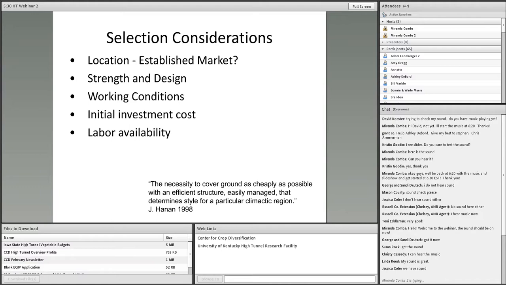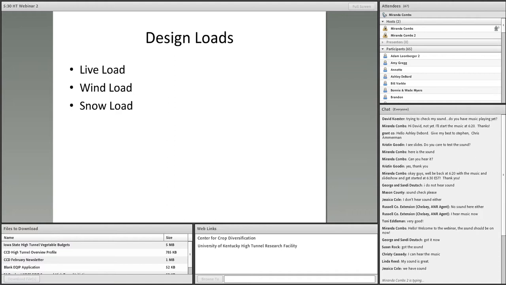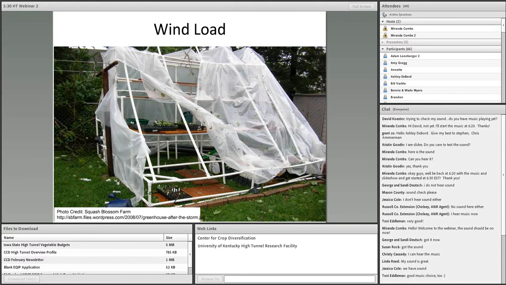So I want to talk to you about a few different design loads. And I'm going to use pictures really to illustrate that because I think that'll do it best. The three loads that I'm going to touch on today are live load, wind load, and snow load. The first image we're looking at here, I know this isn't probably the typical high tunnel that most people build, but at least illustrates the concept of wind load. Clearly, this structure made out of PVC and polyethylene is not designed for high winds.